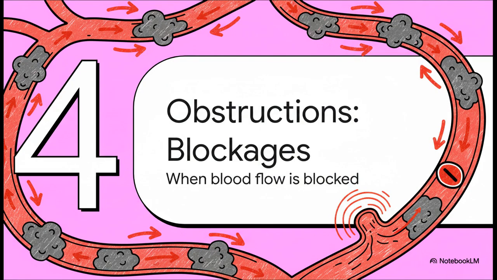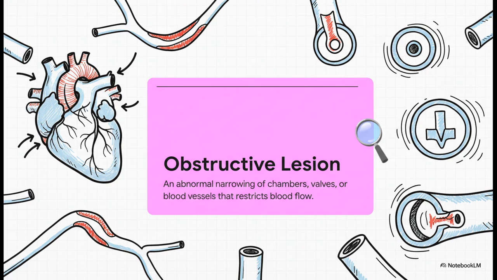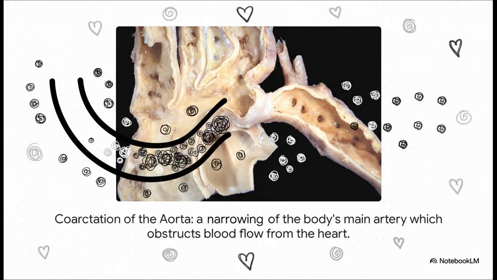Okay, so that was bucket number one, shunts or detours. Now for bucket number two, obstructions. And if a shunt is a detour, an obstruction is a straight up roadblock, a physical blockage stopping blood in its tracks. So, with an obstruction, the blood is trying to go the right way, but the path is just too narrow. Imagine a pipe that's been pinched. This can happen to a heart valve, inside one of the chambers, or in one of those major arteries leaving the heart. A perfect example of this is something called coarctation of the aorta.